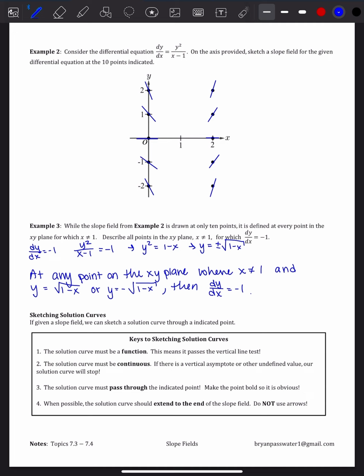The solution curve must be continuous. If there are any vertical asymptotes or other undefined values, our solution curve will stop.